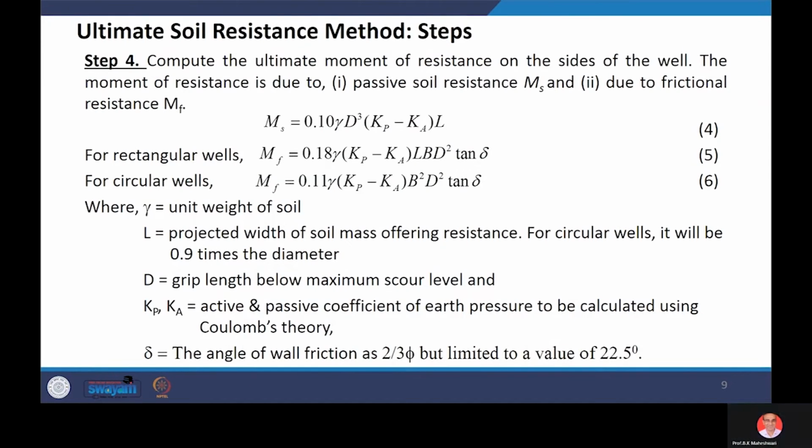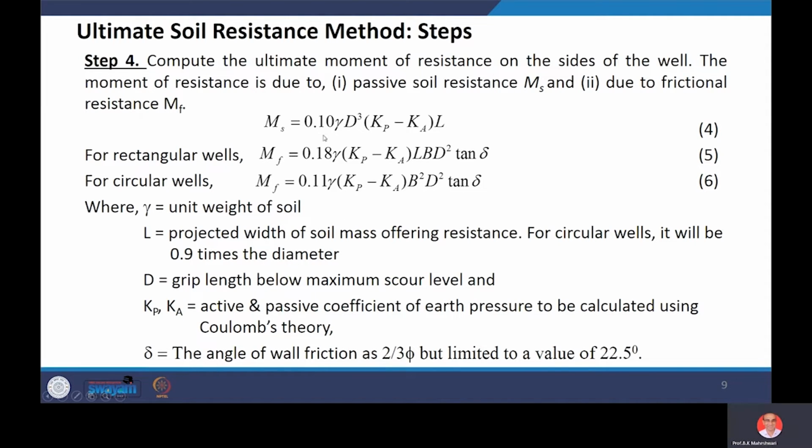Continue with this. In step 4, we calculate two moments, one on the sides and another at the base. So compute the ultimate moment of resistance on the sides of the well. The moment of resistance is due to, first, passive soil resistance Ms and, second, frictional resistance Mf. Passive soil resistance Ms is given by relation 4, and frictional resistance is given by equation 5 or 6. Equation 5 will be applicable for rectangular wells, while equation 6 will be applicable for circular wells.